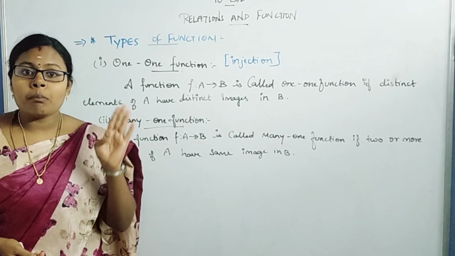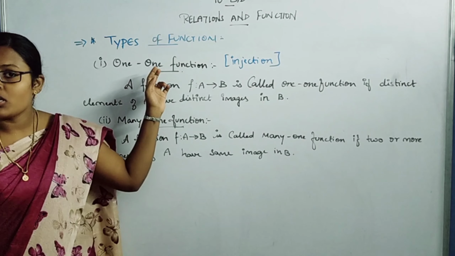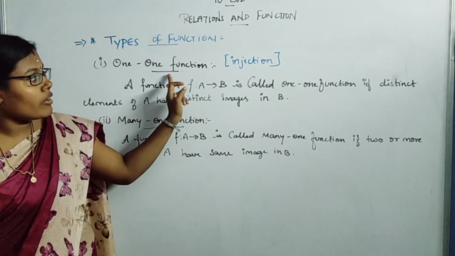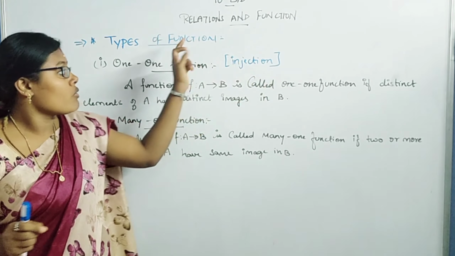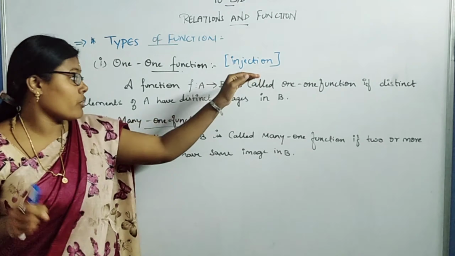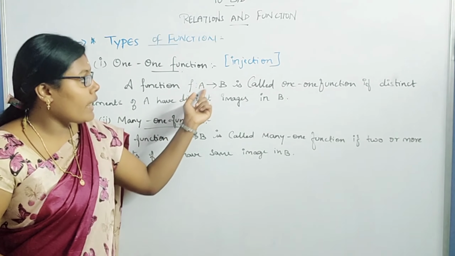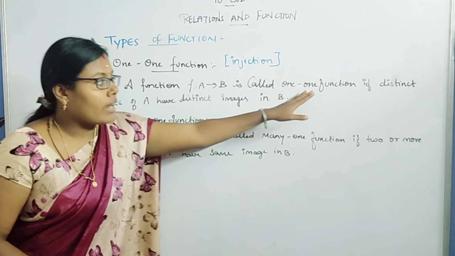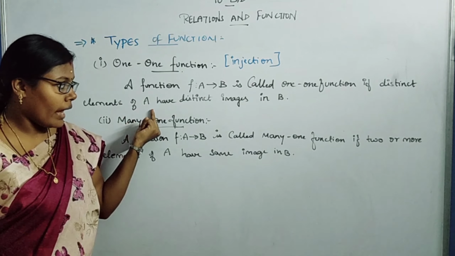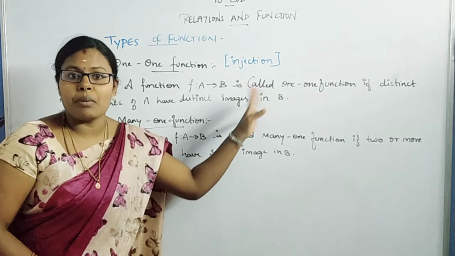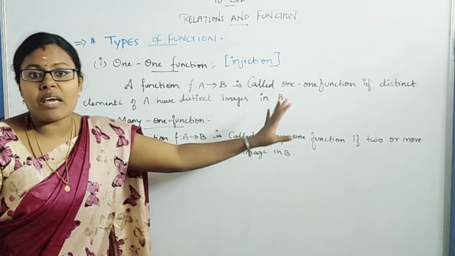One-one, many-one, onto, into. Okay. So now we'll see one-one. What is a one-one function? One-one function is also called an injection. So remember this. A function f from A to B is called a one-one function if distinct elements of A have distinct images in B. Simple.